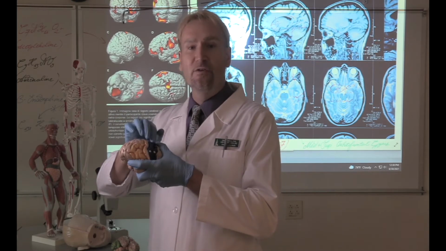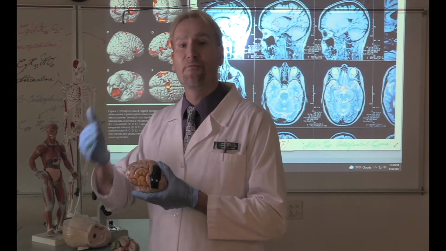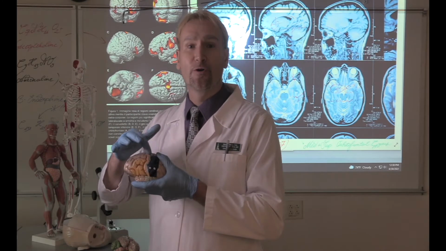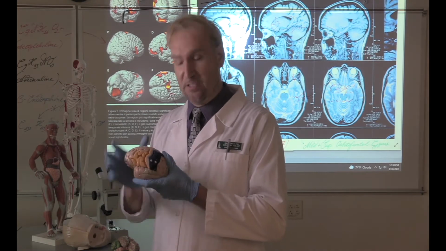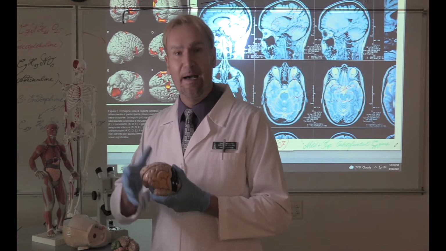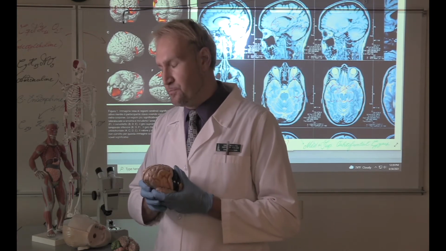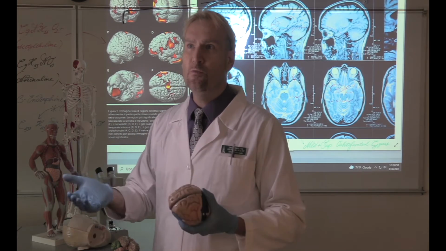So if you see the portion right in front of the central sulcus, what is in front is, by definition, the motor cortex. Okay? What is in the back of the central sulcus is the somatosensory cortex of our brain. Now, this is also important for two main reasons.